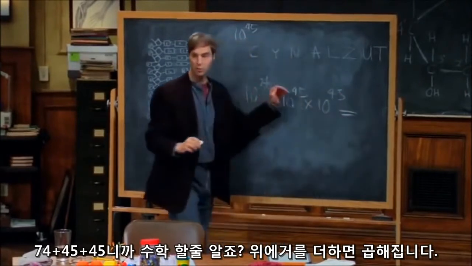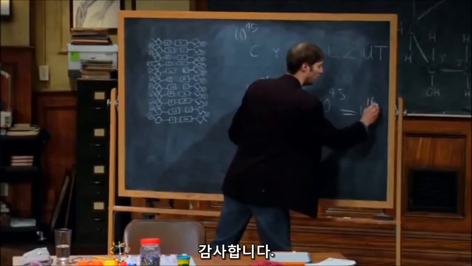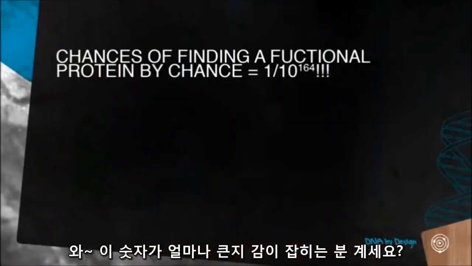Oh, my goodness. So the odds of building even a short functional protein by chance alone is 74 plus 90. Can you remember how you do this in math? You can add the exponents if you're multiplying exponential numbers. 164. Thank you very much. Okay? Wow. Now, can anyone get their mind around a number that big?